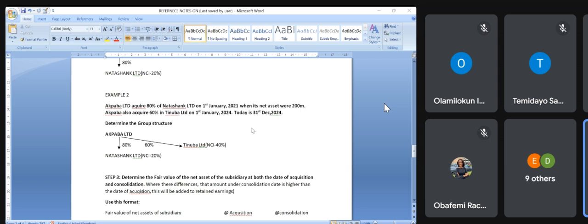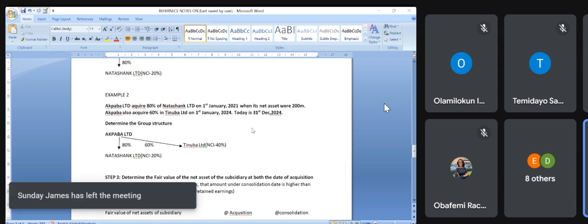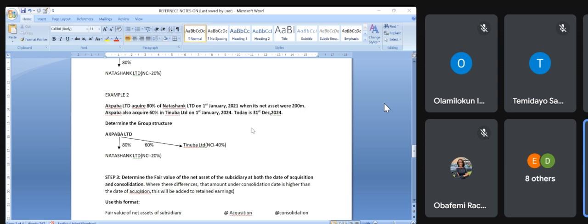The date of acquisition is the date that the parent acquires or buys the subsidiary. The date of consolidation is the date that you are preparing their account as if they were a single entity. But you must be able to determine the fair value of the net asset of the subsidiary, both at the date that the parent buys the subsidiary and the day that you are now preparing the account. And the essence is to note what profit has been made. Is that taken? That is the core essence, to determine the profit that has been made.